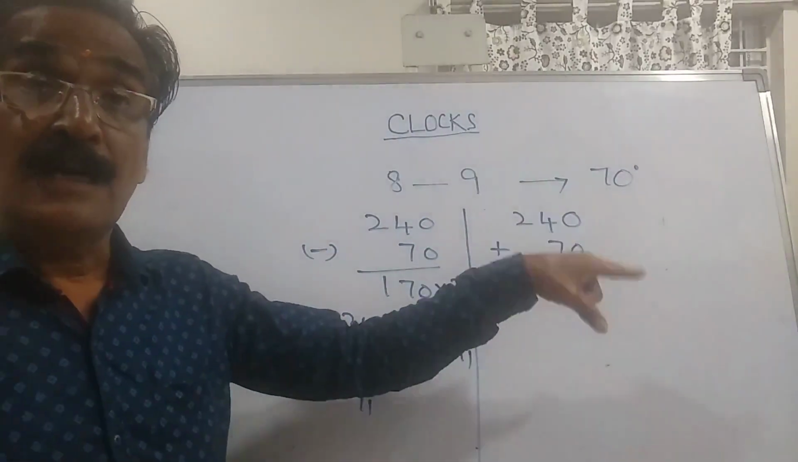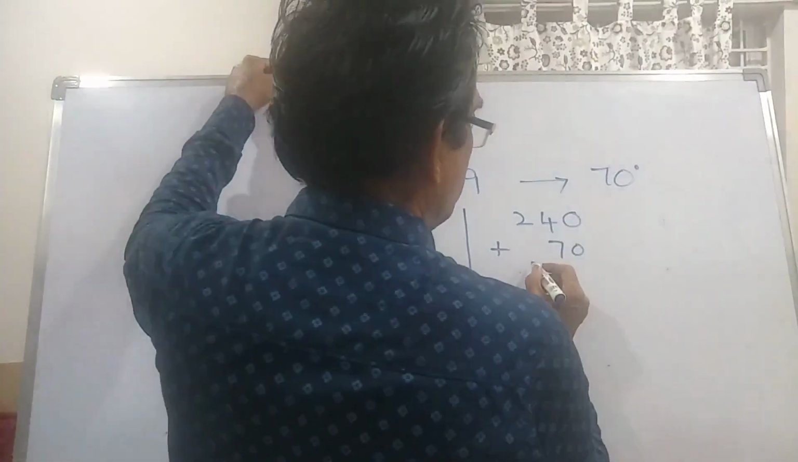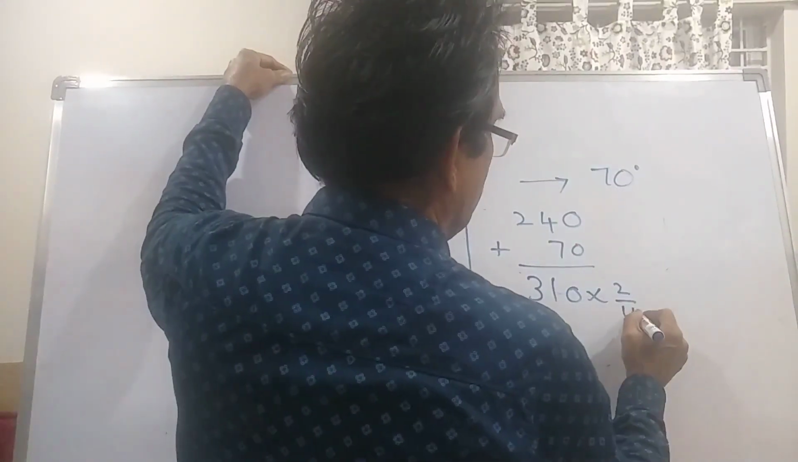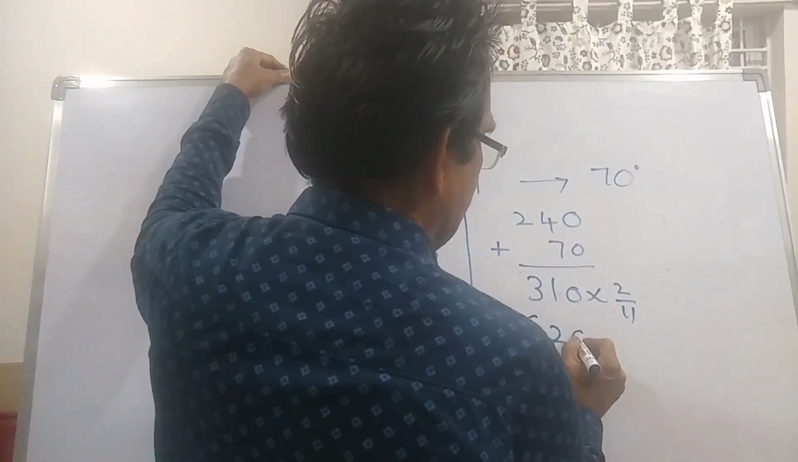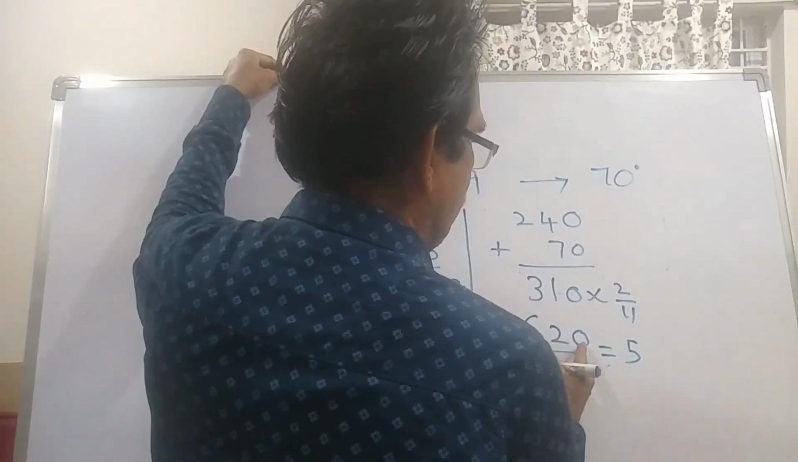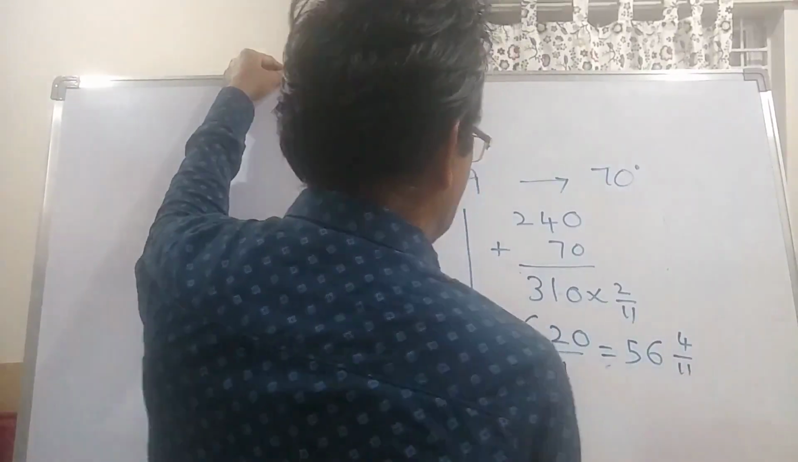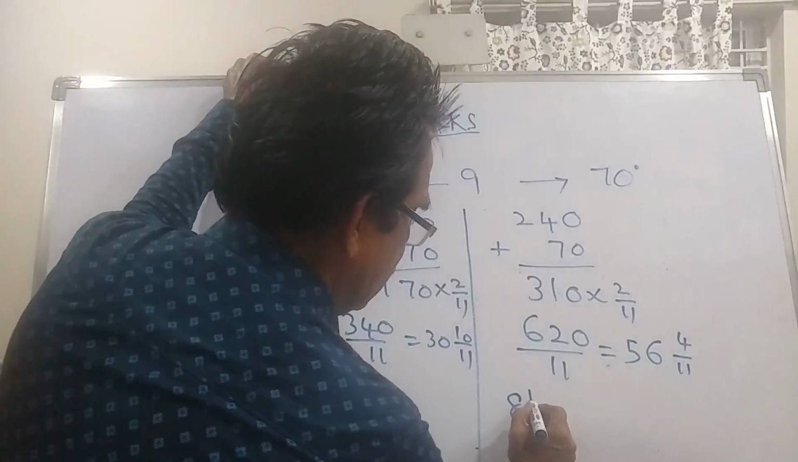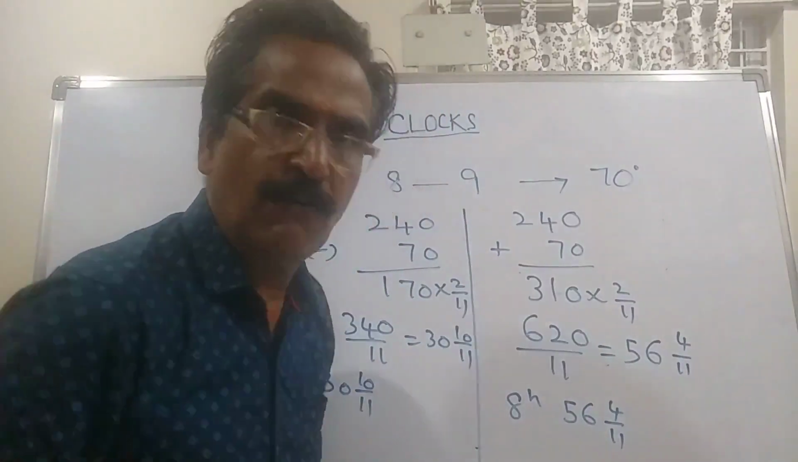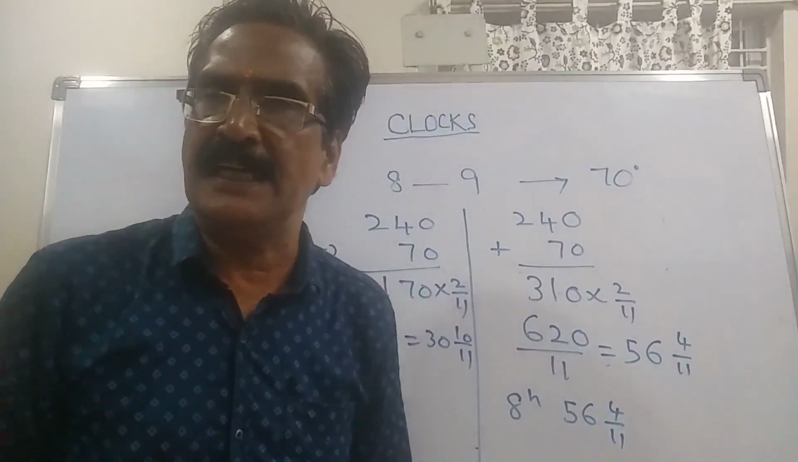Let us consider the other time, when we get the angle between the hands as 70 again. 240 plus 70 is 310. 310 into 2 by 11 is 620 by 11. 11 5s are 55, 11 6s are 66 leaving 4 by 11. So 8 hours 56 4 by 11 minutes. At this time also the angle between the hands will be 70 degrees.